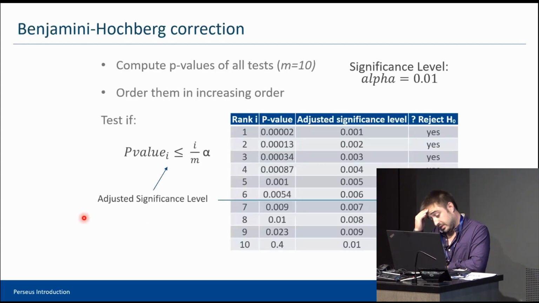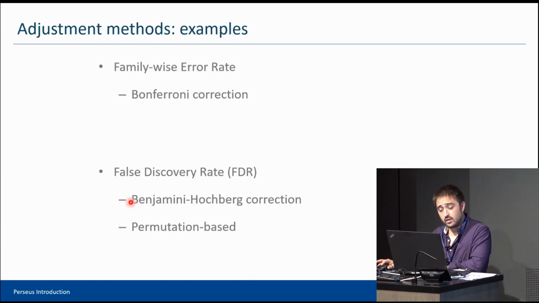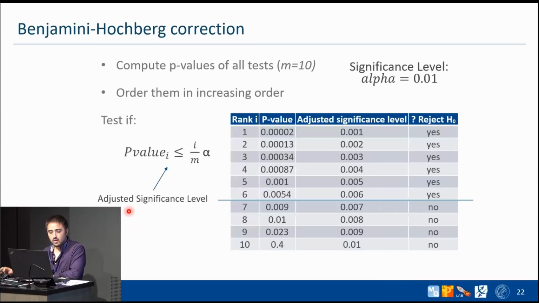So let's talk about this. False discovery, Benjamini-Hochberg. It's similar to the Bonferroni correction, but in a local way. You still take your significance value, let's say 0.01, and you divide it by the number of tests you make, in this case 10, because you have 10 rows, so 10 proteins, let's say.